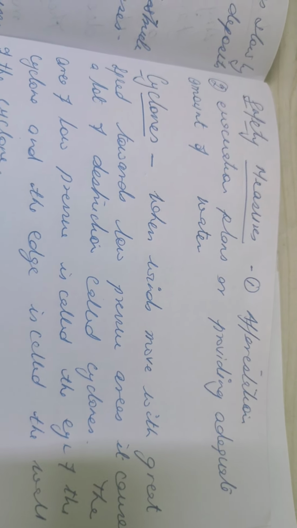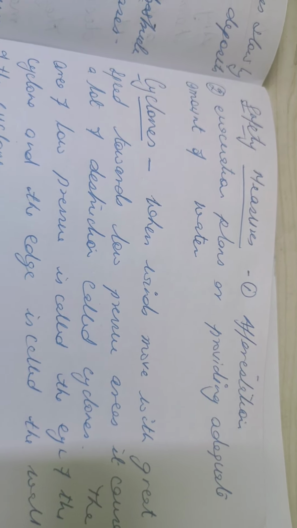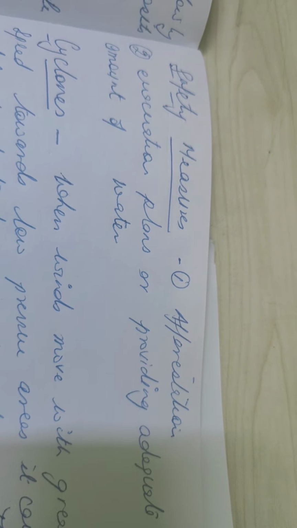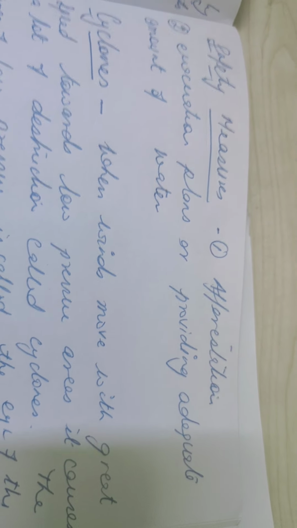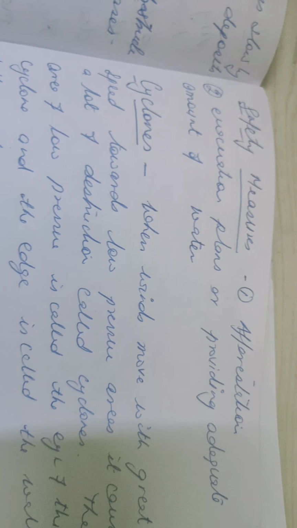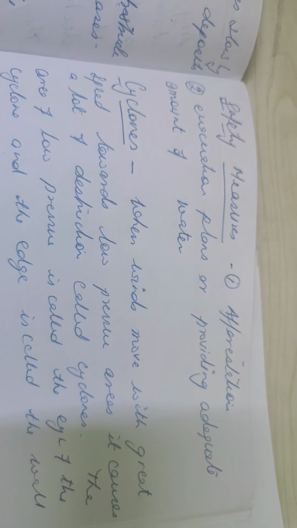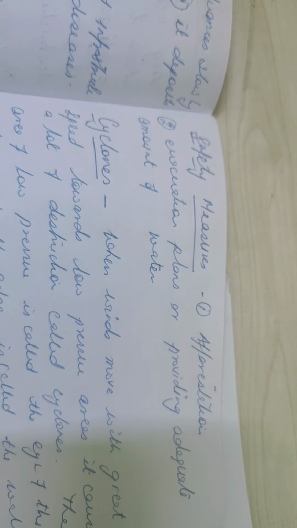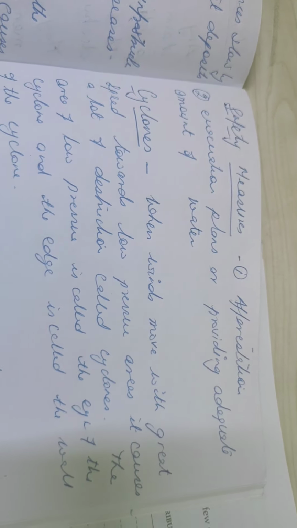Then there should be an evacuation plan or provision of an adequate amount of water by the government. Evacuation plan means, supposing any area is facing drought, then the people should be moved out of that area and given employment somewhere else. Or what the government can do is provide an adequate amount of water in the period of non-rainy years.